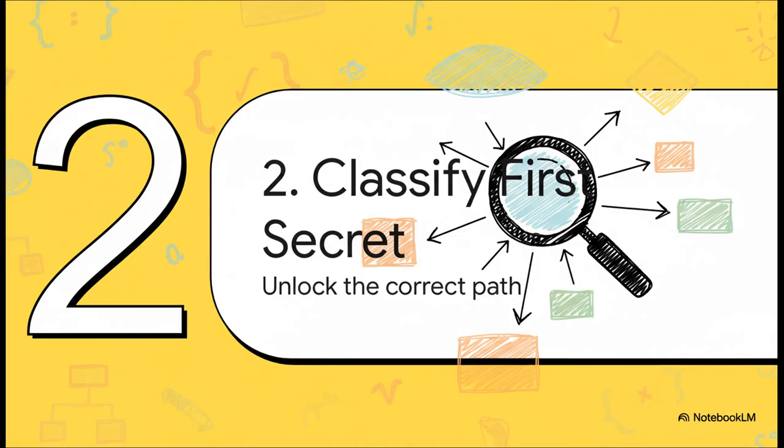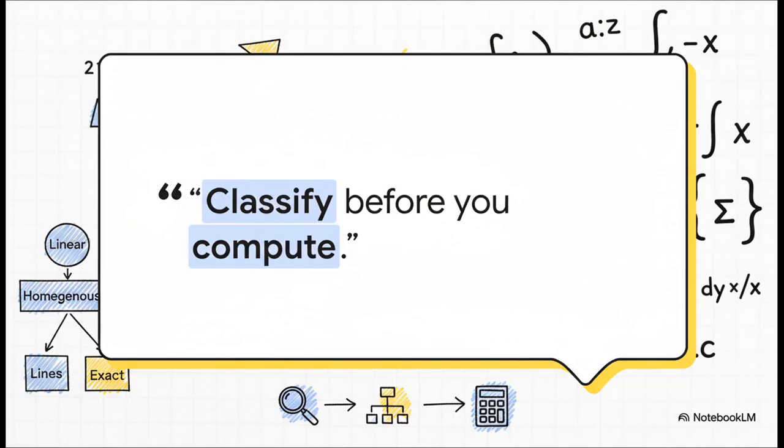So what is this secret, this better way? Well, it's a powerful little shortcut that unlocks the correct path instantly. The whole idea is to change your first question. Instead of asking, how do I solve this, you need to start by asking, wait a minute, what is this? And here it is. This is the mantra. If you take one thing away from this, let it be this quote right here. Classify before you compute. Taking just a few seconds to identify the type of equation you have isn't wasting time. It's the best investment you can make because it tells you the exact method to use every single time.